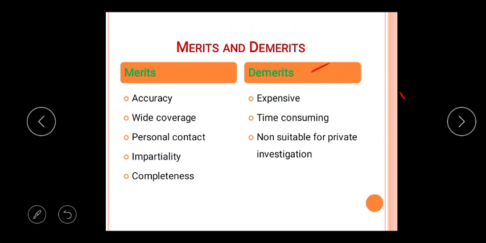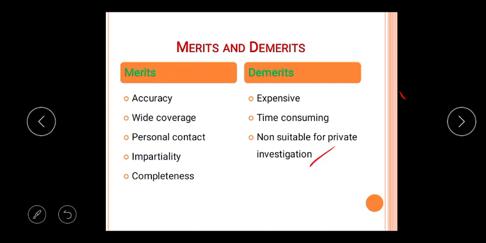Now the demerits or limitations of the enumerators method. Dear students, the first important limitation of the enumerators method is that it is a very expensive method of investigation because of the involvement of training investigators. That is, this method is very expensive. This method is also a time consuming method. Enumerators need specialized training for carrying out the investigation. Thus, the process of investigation becomes time consuming.